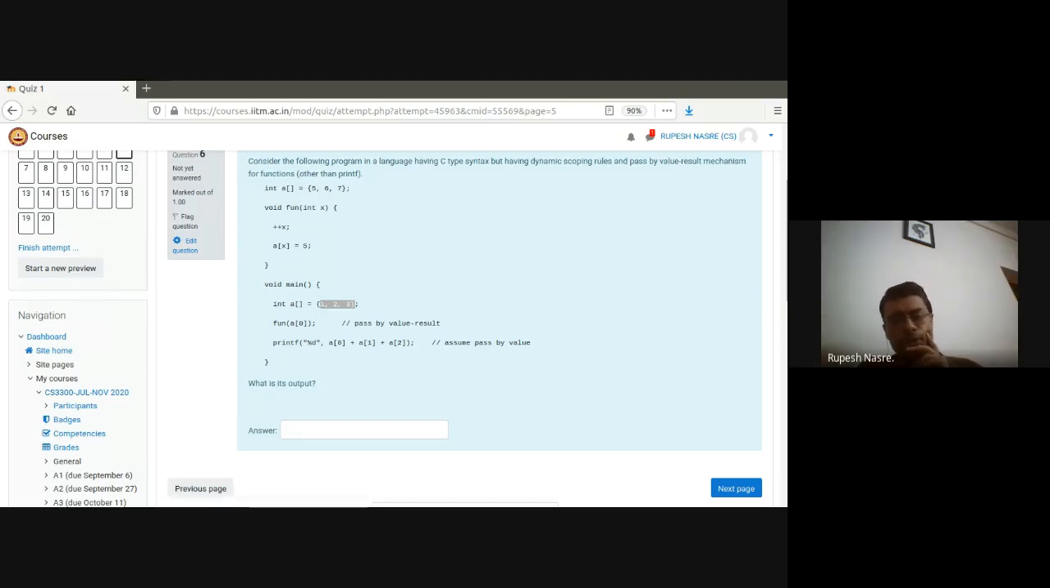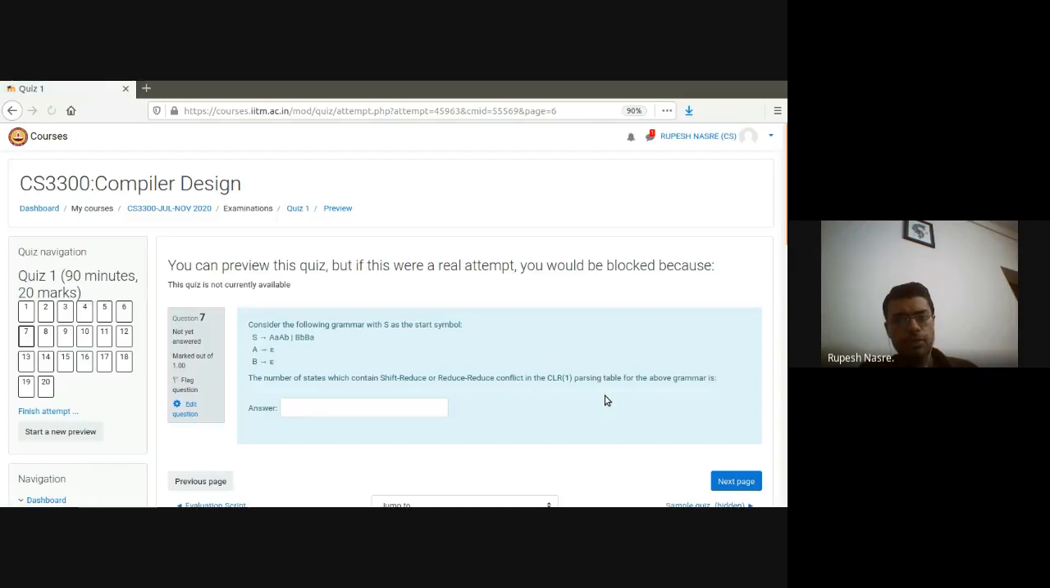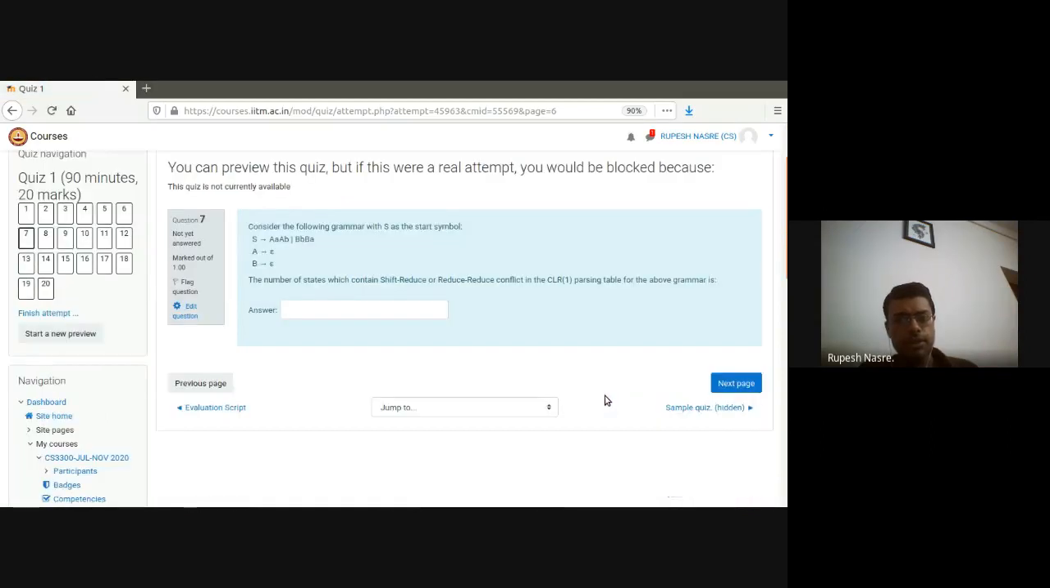Using static scoping, you will get 7. Yeah, because that update needs to go to the caller. Okay, so I'll update that if it is 40, not a problem. Let's move ahead. This was a less controversial question.